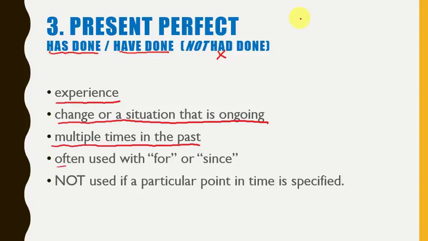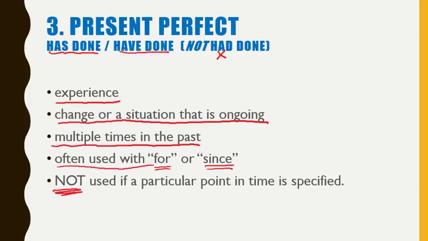It is often used with the word for, or the word since. For 5 years or since 1995 are the common phrases that you'll see, especially in, say, the SAT exam when they ask a particular grammar question. If you see for some time or since some time, the chances are you really need to have the present perfect tense there. Not used if a particular point in time is specified.